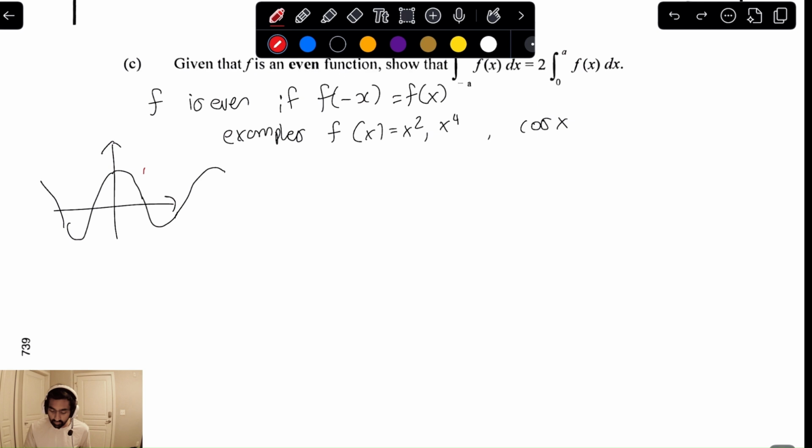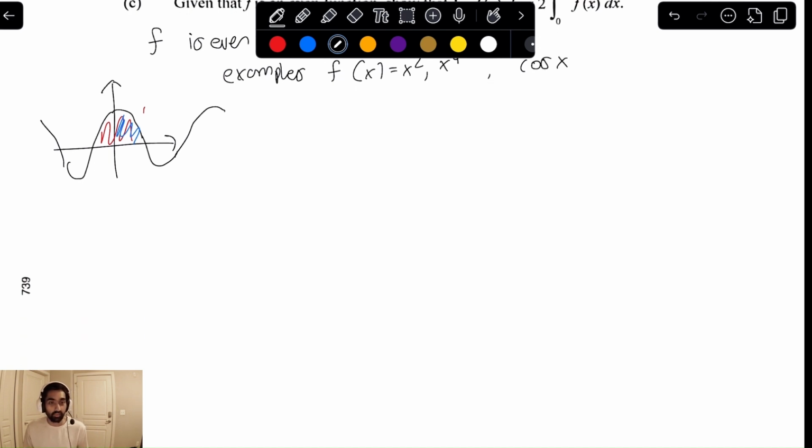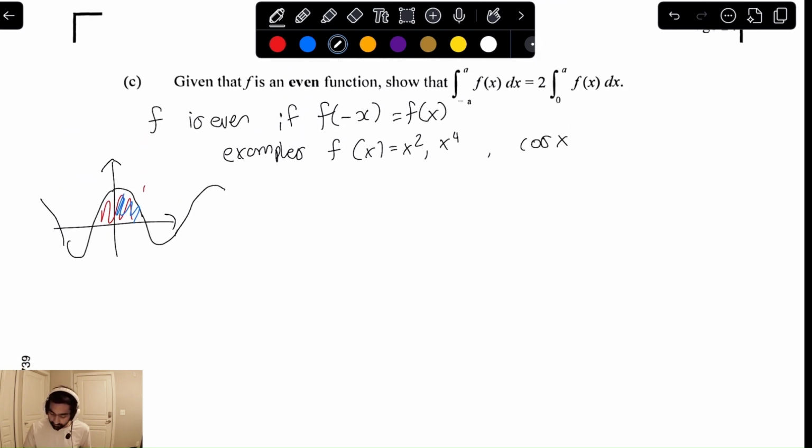And the question is basically asking you to show, for example, that this red area here is twice this blue area. And hopefully you can see visually why that's the case. But of course, that's not an actual proof. So let's do an actual proof now for why this is the case.